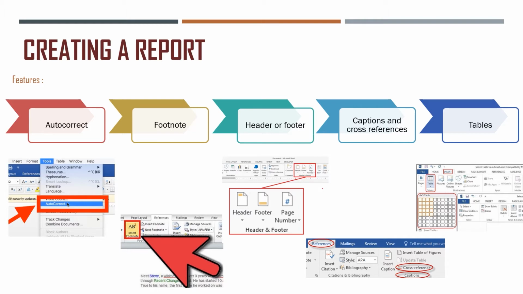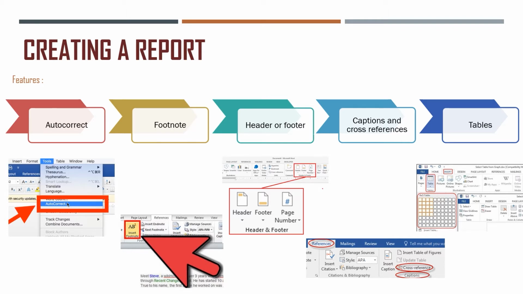The autocorrect is an automatic data validation function commonly found in word processor and text editing interfaces for smartphones and tablet computers. Then, footnotes appear at the bottom of the page and endnotes come at the end of the document. Header and footer are the topmost and bottommost section of the document respectively.